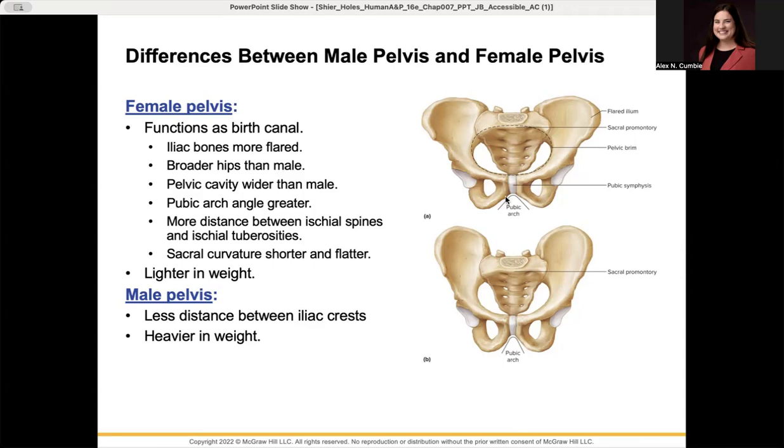And the pubic arch, which is right here, typically has a greater angle, more open, wide. You can see this a little bit differently with the male, where both of these structures are a little more narrow. Typically, as well, if you're using real bones eventually in some of your classes, by weight, the male pelvis is typically heavier.